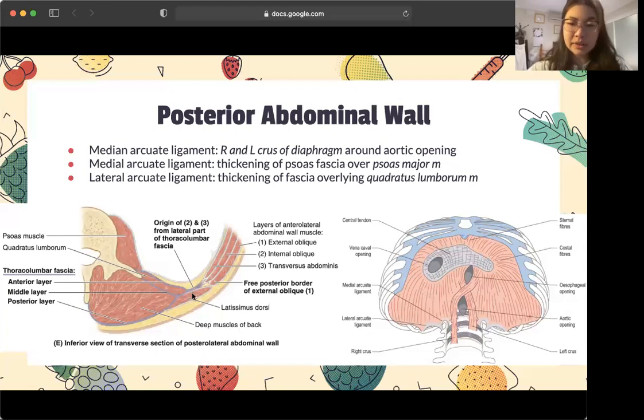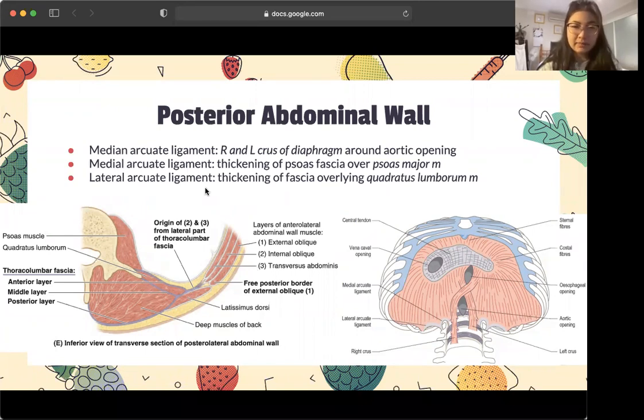The way we can do this is to have this picture in your brain. Know that the psoas muscle is the more medial one compared to the quadratus lumborum. That way you'll remember that the medial arcuate ligament has to do with the psoas muscle, whereas the lateral arcuate ligament has to do with the quadratus lumborum. You can also pair the L and the L for lumborum and lateral if you want.